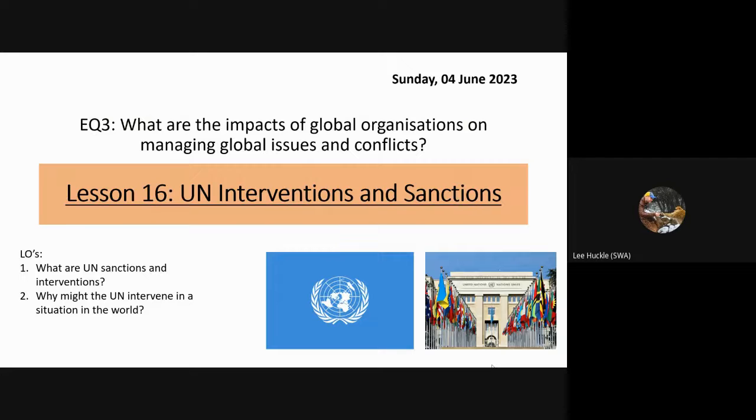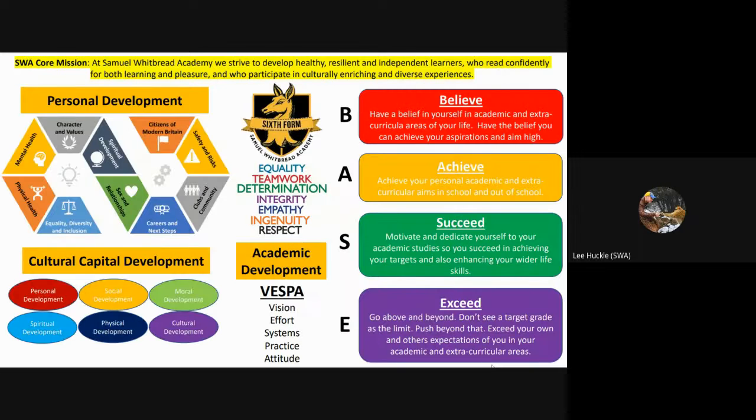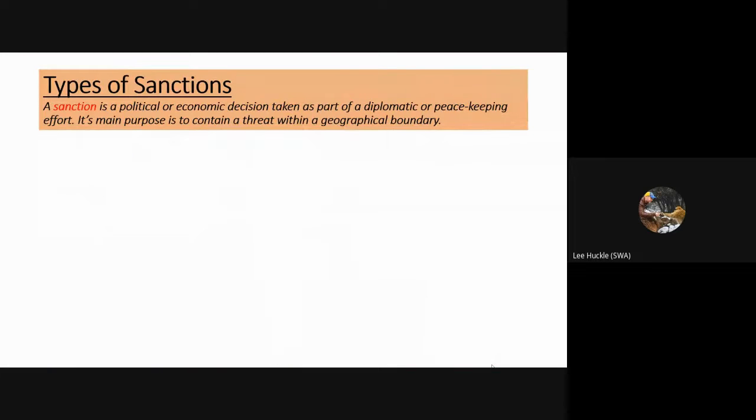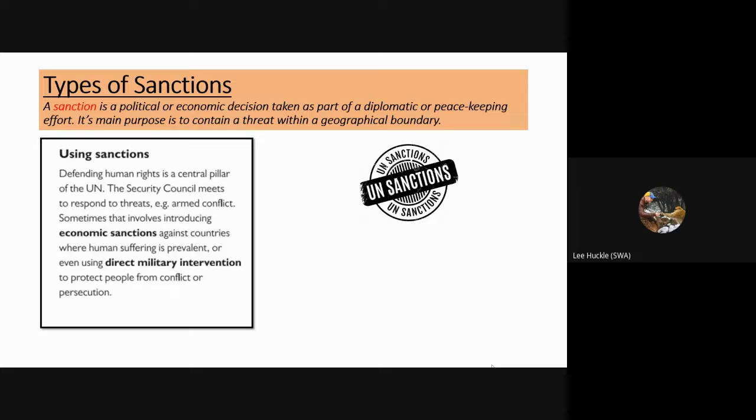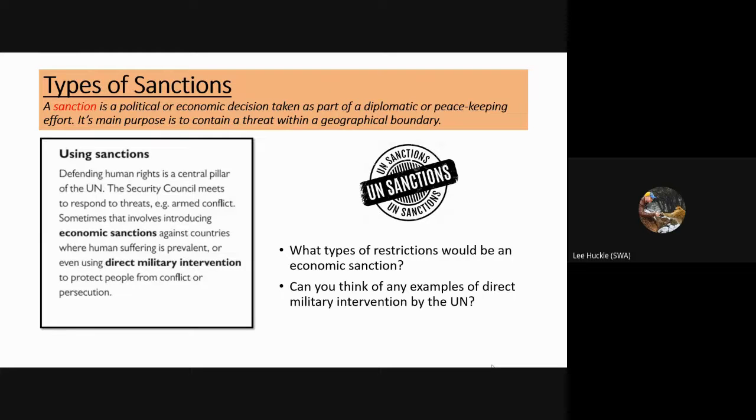So that was the intro. The 2 main focus areas for this lesson were: what are UN sanctions and interventions, and why might the UN intervene in a particular situation, conflict, or dispute in the world. So we looked at types of sanctions, and first of all, you need to remind yourself of what a UN sanction is. As you can read there, you can pause it and remind yourselves. We went through a bit more detail on what a sanction is there on the screen. So pause and focus in particular on economic sanctions, and then also direct military intervention as well.